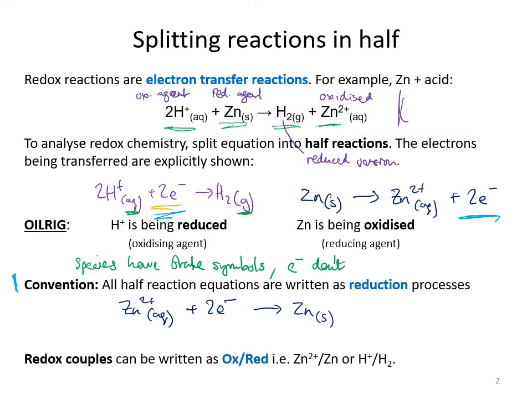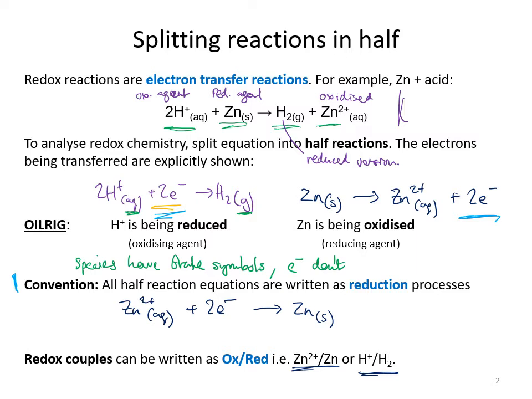Final point on this in terms of convention is that we can write these kind of equations out as redox couples. A redox couple is where you have the oxidized species on the left and the reduced species on the right. So for example, for the zinc version, we've got Zn2+ / Zn, or for the hydrogen example, you've got H+ / H2. Okay, and that's another way of doing that.